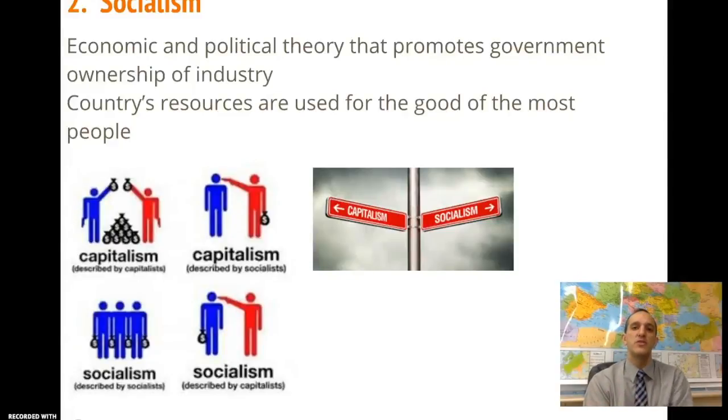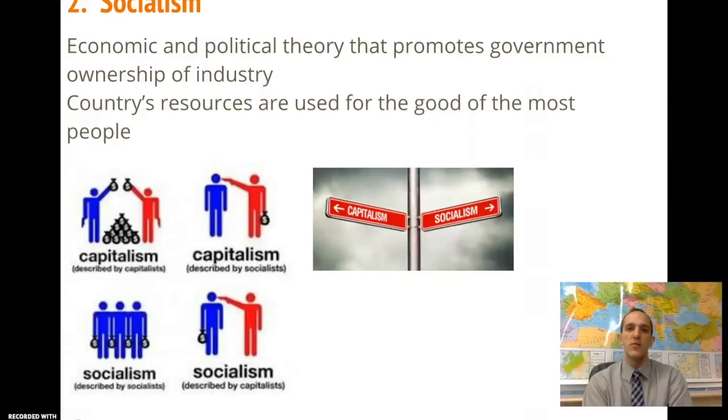And if you paid attention to the Democratic primaries in 2016, you might have heard this term socialism thrown around. Bernie Sanders, who was running, claimed to be a socialist Democrat, or he said he was in favor of a certain degree of socialist programs. And this is the theory that the government owns and promotes ownership of industry. So they own a lot of the industry production methods, whether it's the coal industry or oil industry or gas industry. The government owns a lot of that stuff.